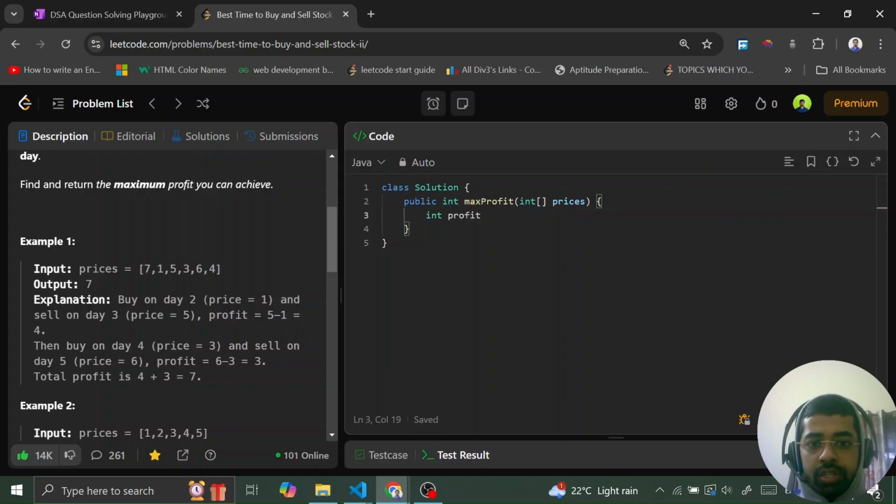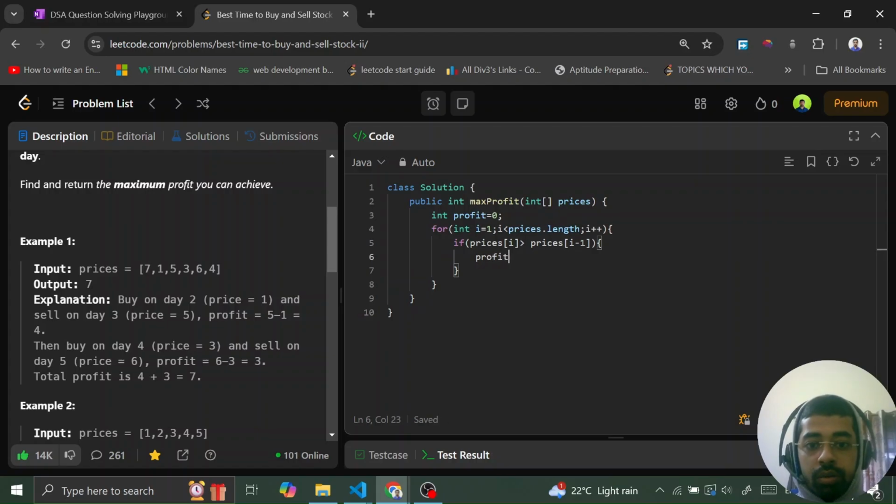So as mentioned, I will be taking a profit variable which I will be initializing at 0. I will be running the for loop from index 1 because I will be checking I to I minus 1. So that's why I'm taking the index 1 as the first element. And what I will be checking is, if prices of I is greater than prices of I minus 1, in that case, I will be adding it to the profit. Okay, so what I will be doing is prices of I minus prices of I minus 1. That's a simple algorithm which we have, and I will be returning the profit at the end.